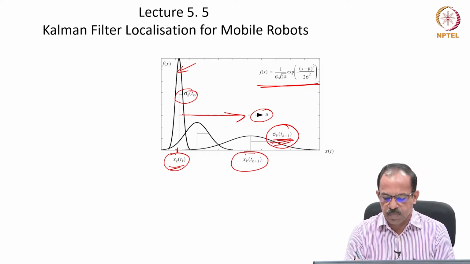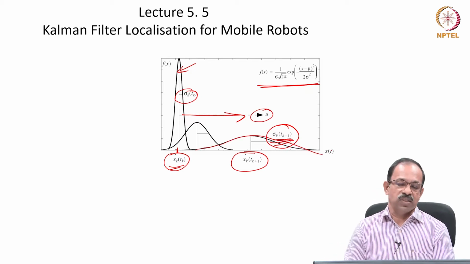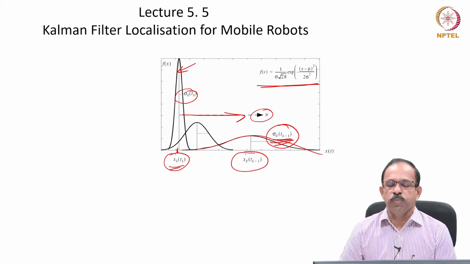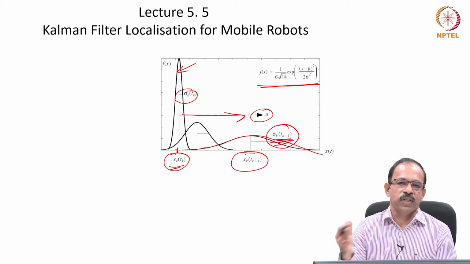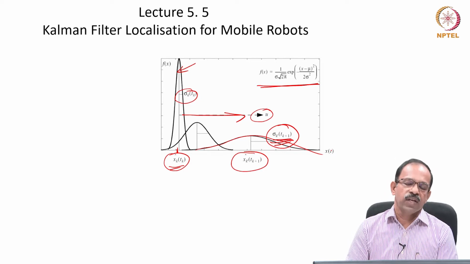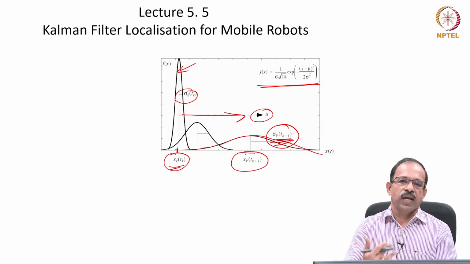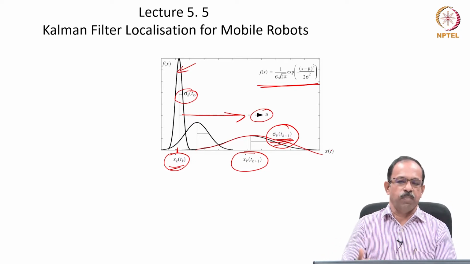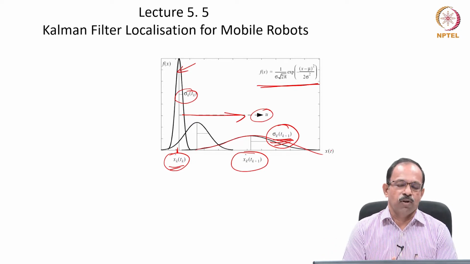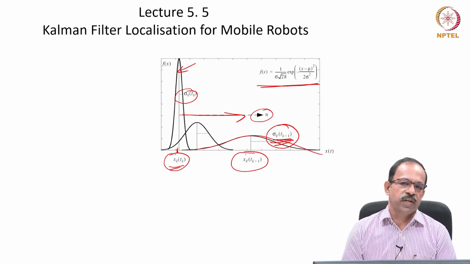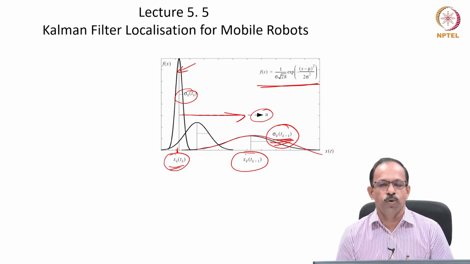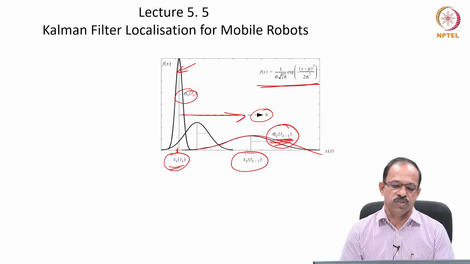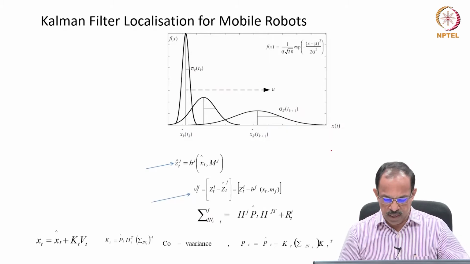As you can see, during the prediction update the uncertainty increases, and this uncertainty needs to be controlled using a perception update. In the perception update we use the sensors to get information, match the sensor data with the map data, and use that to calculate the Kalman gain. We then use the Kalman gain to get the new position estimate as well as its covariance. That is basically the Kalman filter localization.